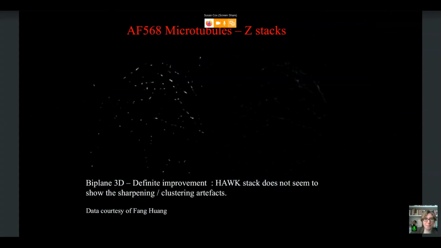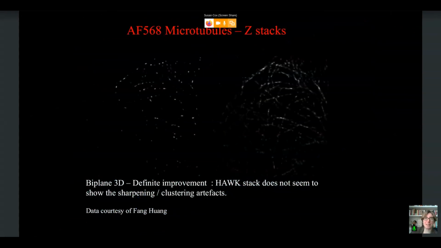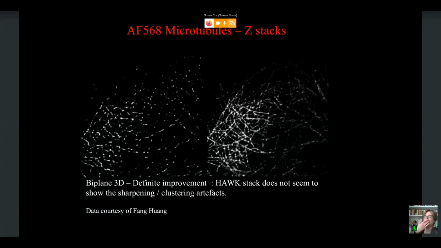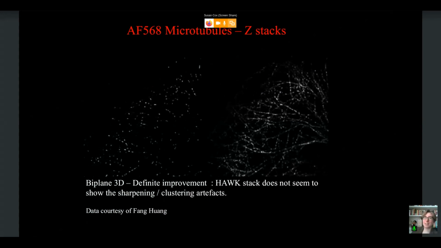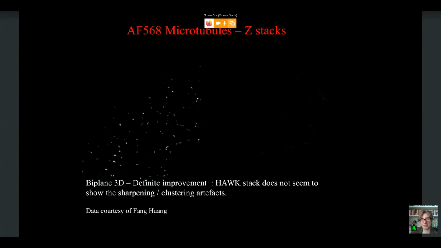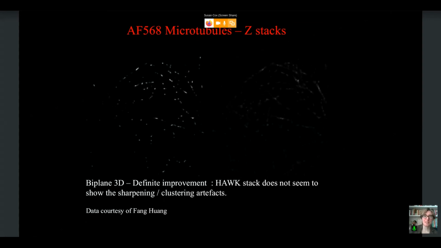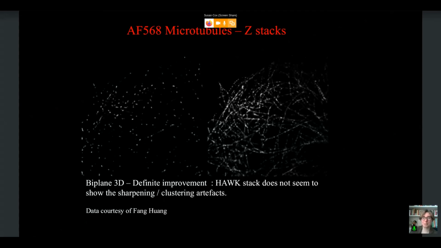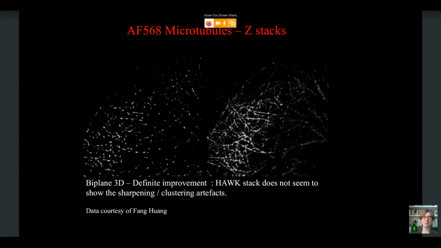Much better is the biplane approach, where we seem to actually get a really big improvement over the whole range and without any of the problematic aspects that you get with astigmatism. So this isn't published yet. We're still trying to work out the challenges with the astigmatism data, but the biplane data looked really promising. It was super simple, and it just seems to work.